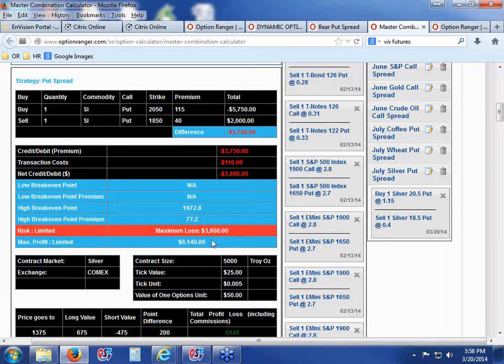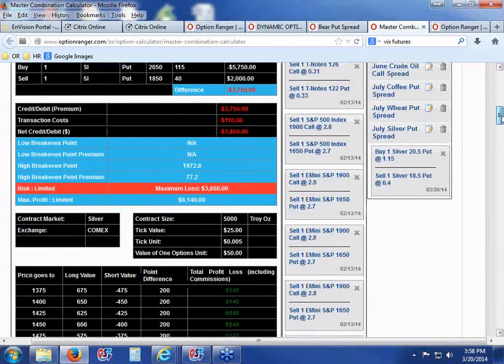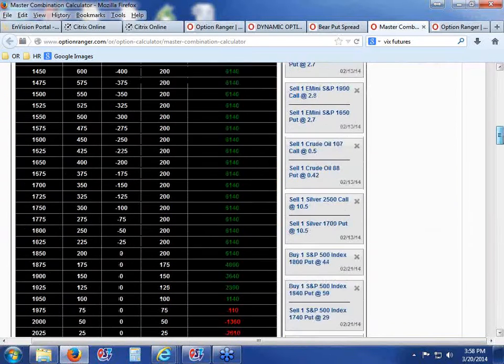And the maximum profit potential on this spread is 61.40. It's 20 cents minus the debit, total debit paid between premium and fees.